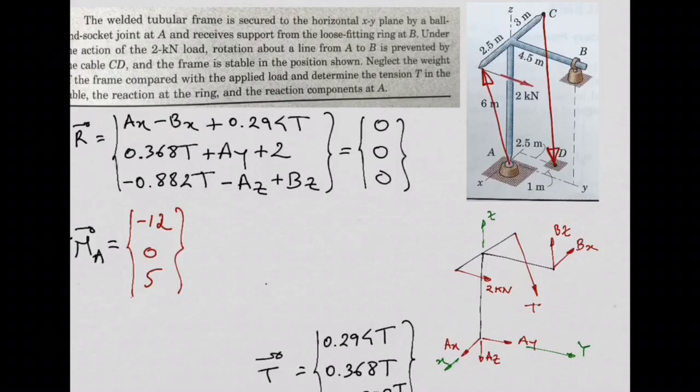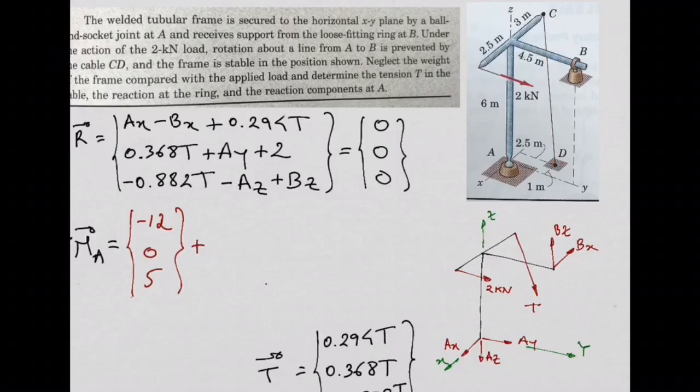Now let's focus on the moment produced by the force in the cable, T. What is the moment produced by this force in the cable about point A? So again, the same procedure. We need to define the position vector. Which position vector is this that we need to define?